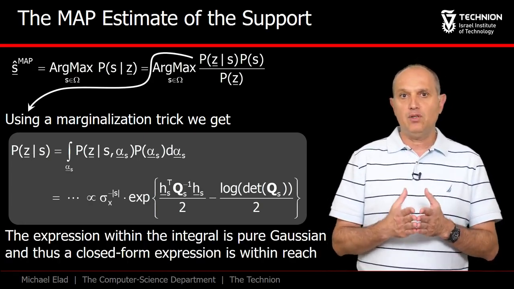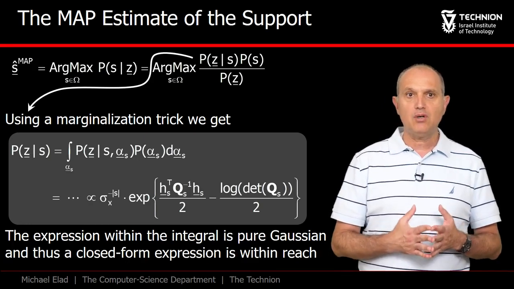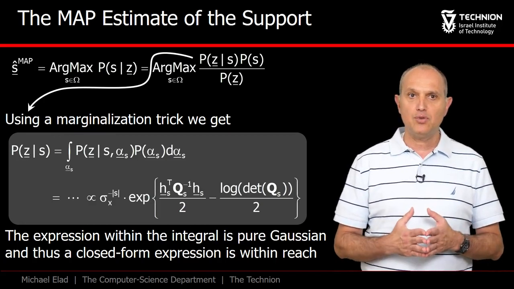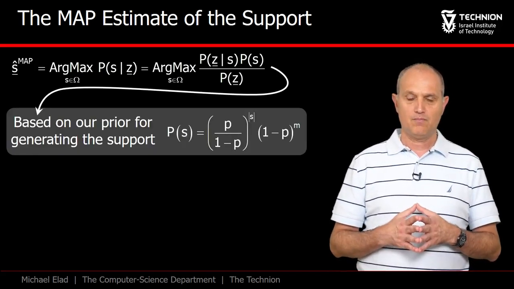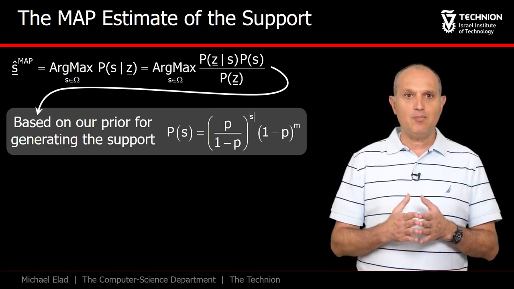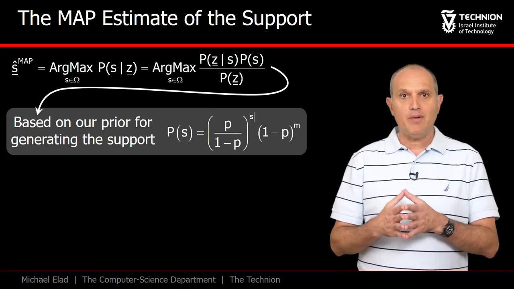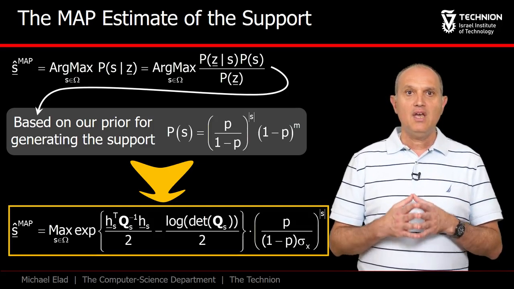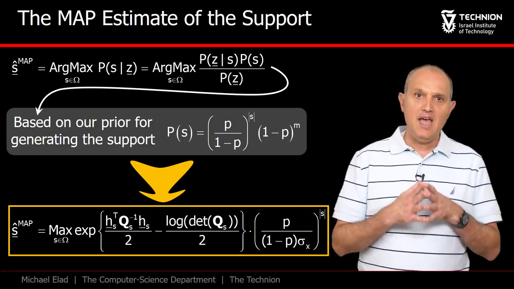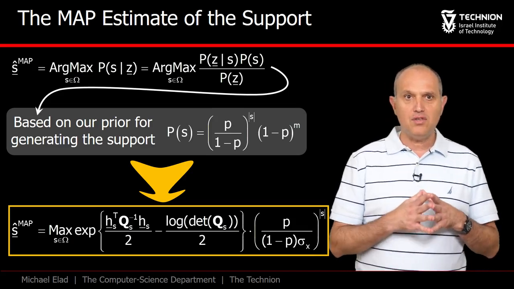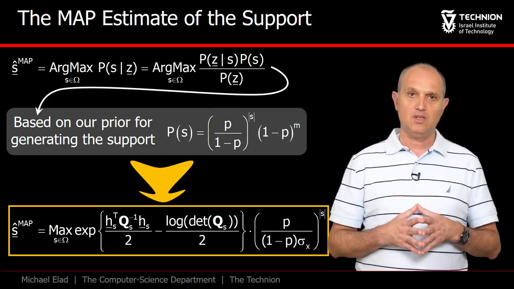The reason we were able to get to a closed form expression comes from the fact that inside this integral, we get a pure Gaussian distribution for which the integration is known. What about p of s? This is easy, as we have defined the probability of each entry to be non-zero as p, and thus 1 minus p for the zeros. Therefore, merging everything together, here is the expression that MAP aims to maximize. Note that the constant normalizing all this distribution is of no importance to us.